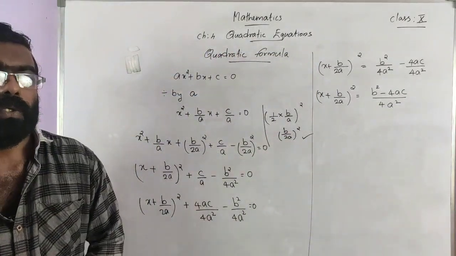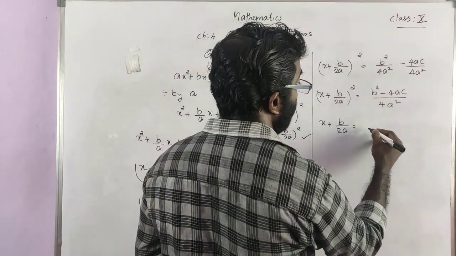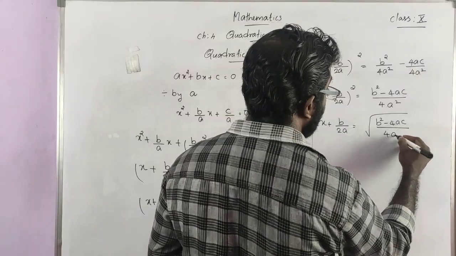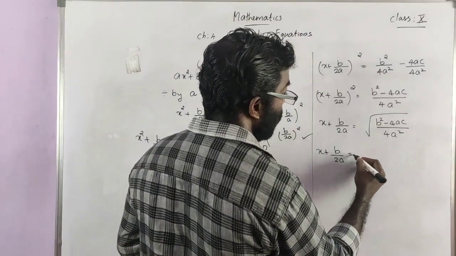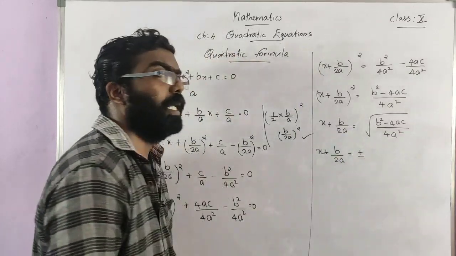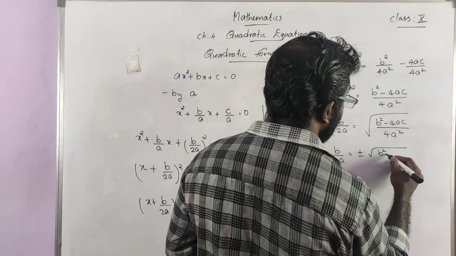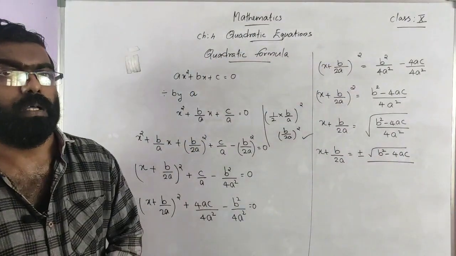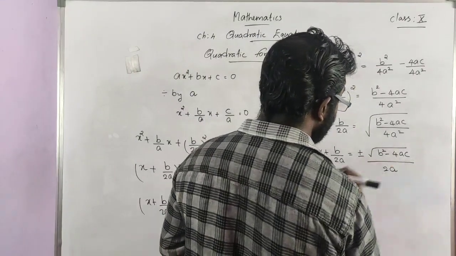Now we can take the square root on both sides, so x plus b by 2a equal to square root of b square minus 4ac divided by 4a square. We can write it as plus or minus. Here the numerator is b square minus 4ac, so we cannot find the root, so we write root of b square minus 4ac. And what about the denominator? Here it is 4a square, root of 4 is 2, root of a square is a, so we can write 2a.